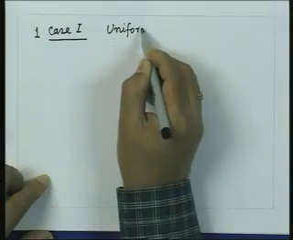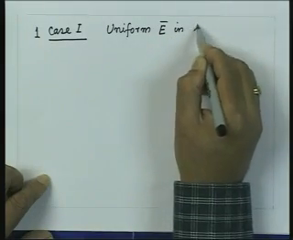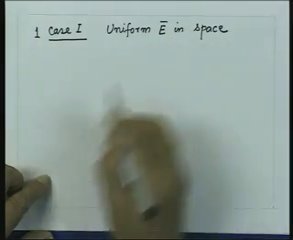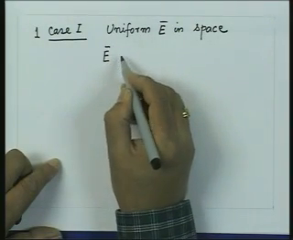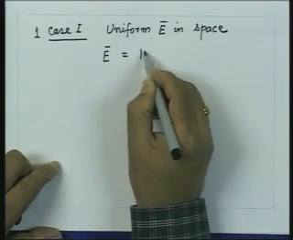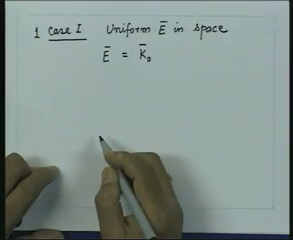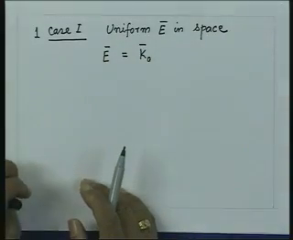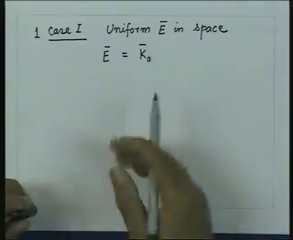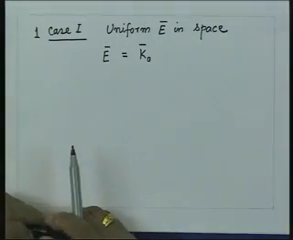Let us say that the electric field is uniform in the 3-dimensional space. So, case 1 is uniform E in space. That means your electric field E is given as some constant k0. E to the power j omega t is always implicit in all these quantities which we are defining. So, as and when we require instantaneous values, we can multiply these quantities by e to the power j omega t.